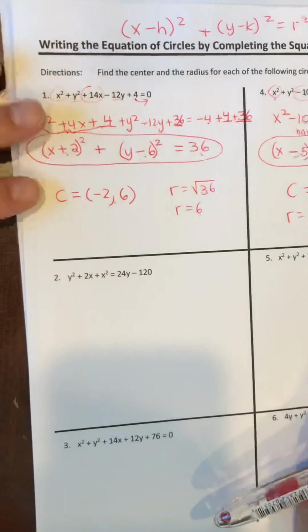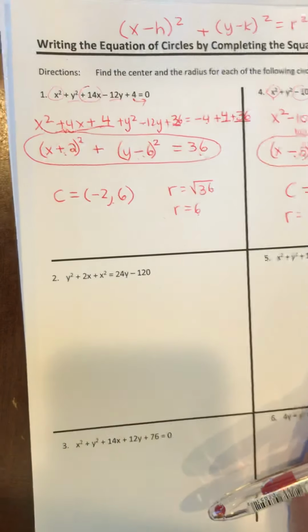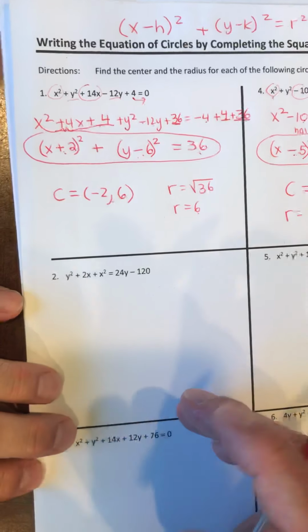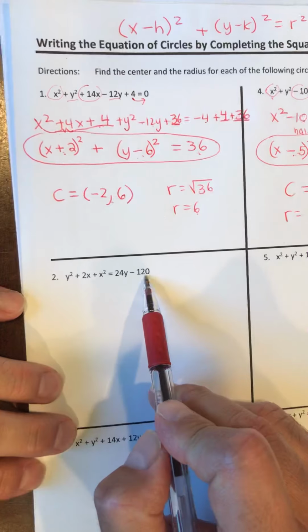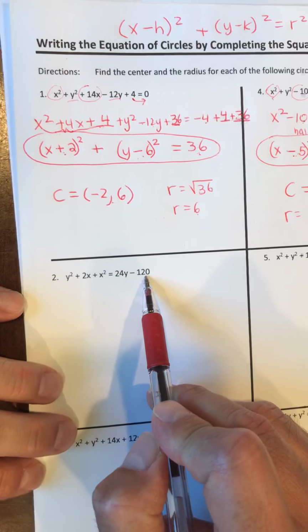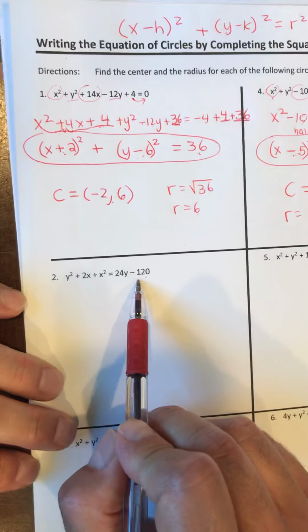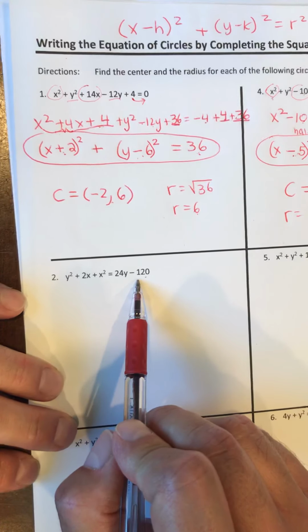All right, guys, let's take a look at number 2. Again, what you want to do is have the constant on one side and everything else on the other. So on this one, we don't need to move the constant.